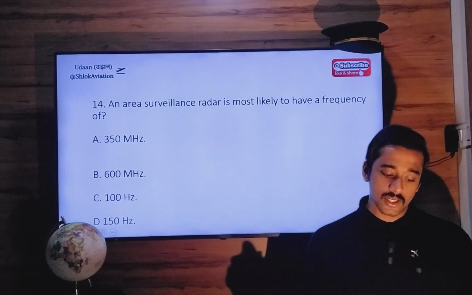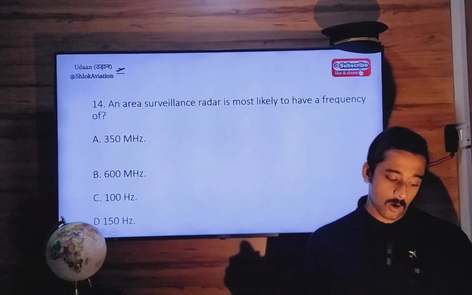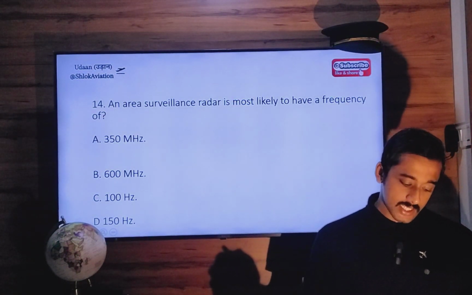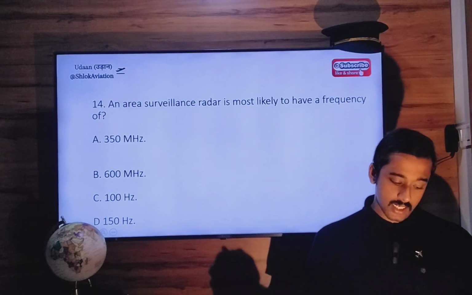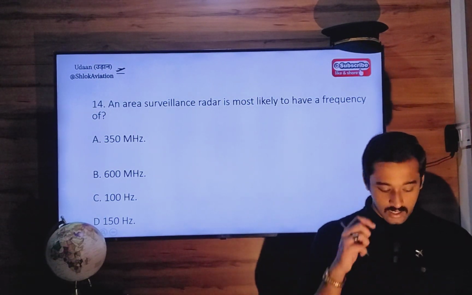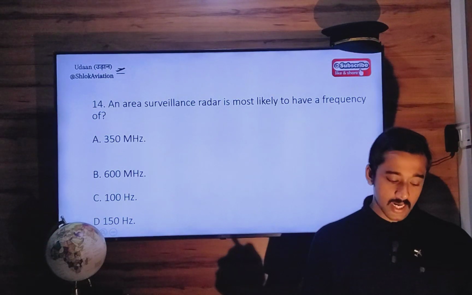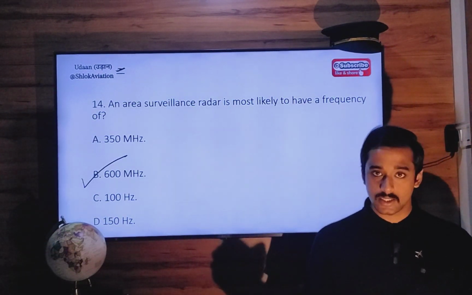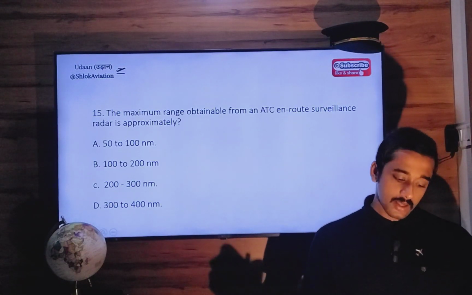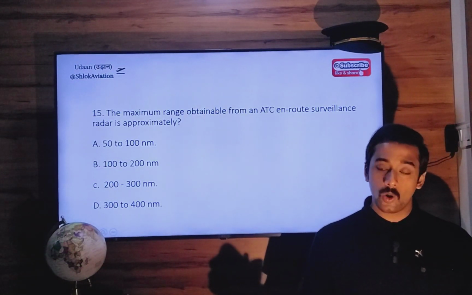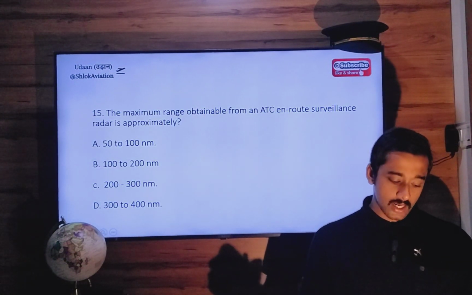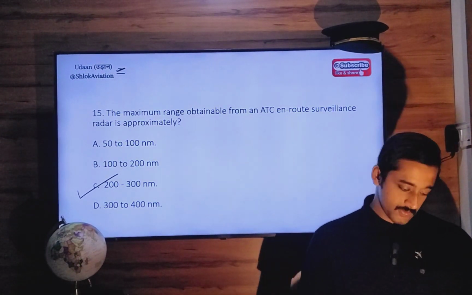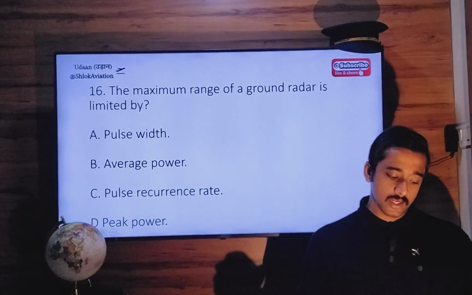An area surveillance radar is most likely to have a frequency of what? Area surveillance: 350 megahertz, 600 megahertz, 100 hertz, 150 hertz. So it is most likely to have a frequency of 600 megahertz. The maximum range obtained from ATC en route area surveillance radar is approximately 200 to 300 nautical miles. The maximum range of a ground radar.